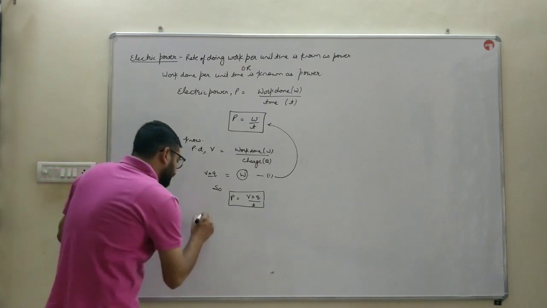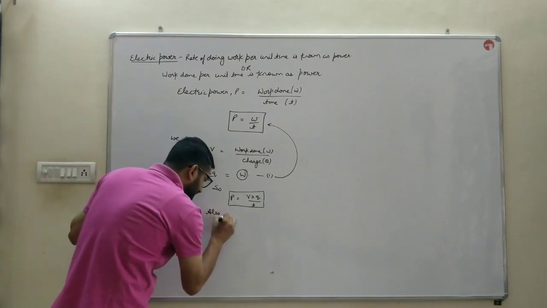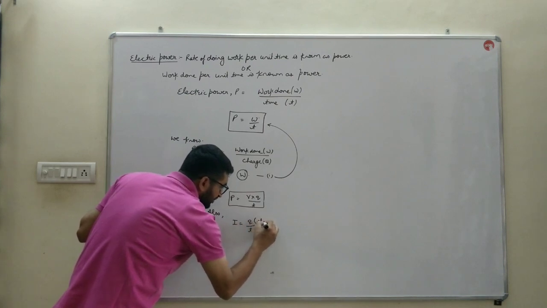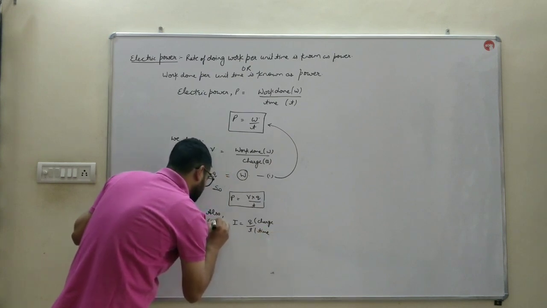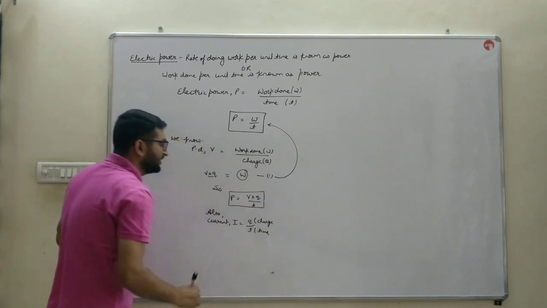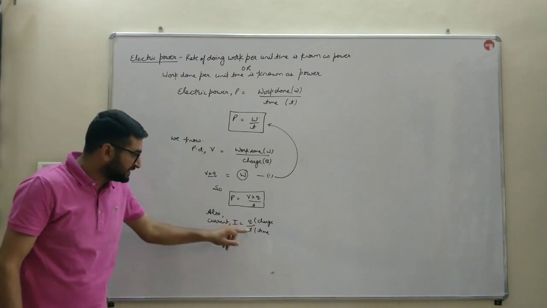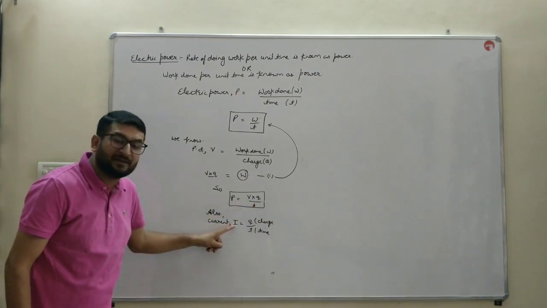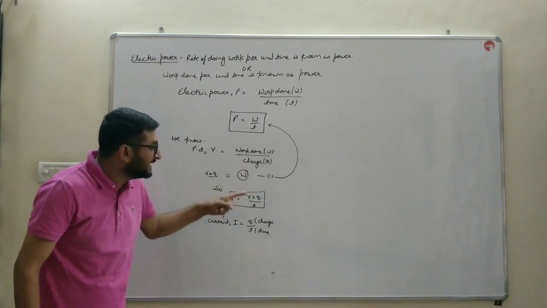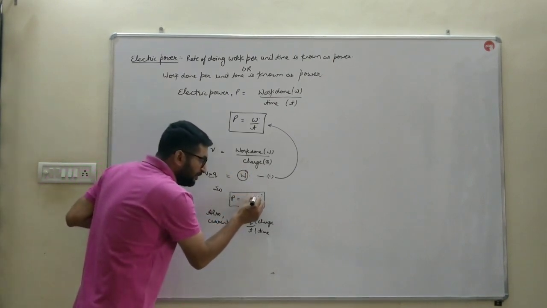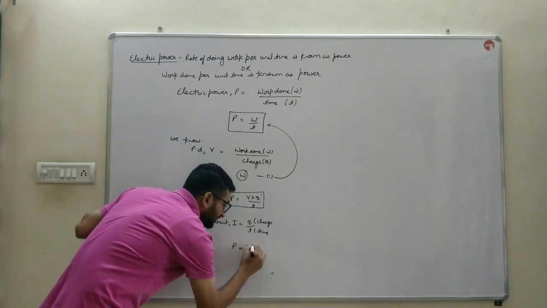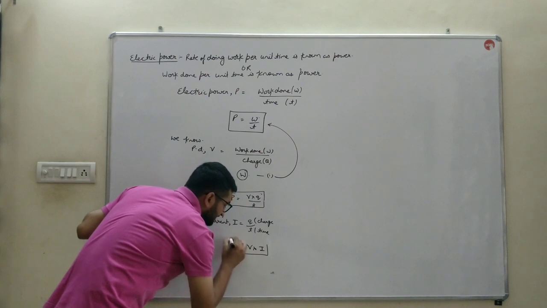After that, we also know that I is equal to Q upon T, that is charge per unit time is known as electric current. Now Q by T is replaced by I. In this formula we will replace Q by T with I. Why? Q by T is equal to electric current. So power will become V into I.